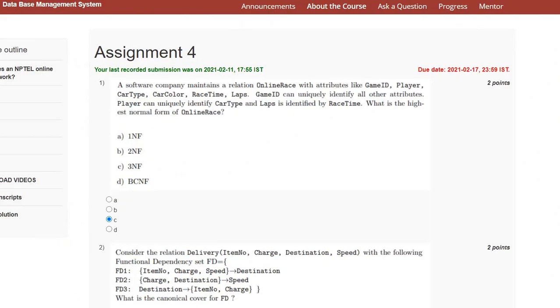As there are no partial dependencies, it is in second normal form, and additionally there is no transitive dependency, so it is in third normal form. It is not in BCNF because to be in BCNF, the left hand side attribute of all the functional dependencies should be a super key, which is not the case here. So for question 1, C is the answer.